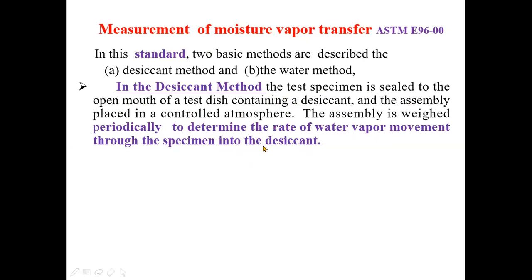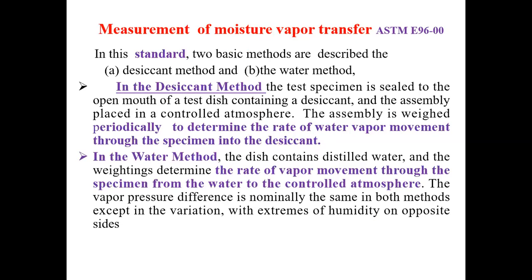Now here what will happen? The desiccant has the ability to absorb moisture, so it will absorb the moisture from the atmosphere. This moisture will pass through the fabric. As a result, the desiccant will gain in weight, and this gain in weight is purely because of absorption of moisture. So here it will give you the moisture vapor transfer rate in terms of gram per square meter per 24 hours, or per day.